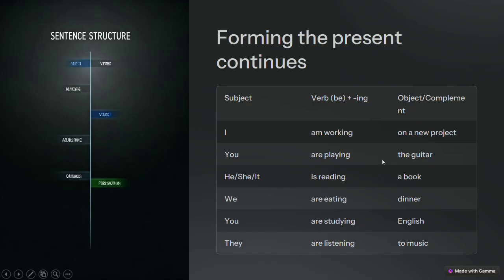Then you, we add the subject, you, the appropriate to be verb, yes, exactly, are, then the ing form of our verb, playing, play plus ing, and then our object, the guitar. You are playing the guitar. And these are some examples too. He, she is reading a book. We are eating dinner. You are studying English, and they are listening to music.